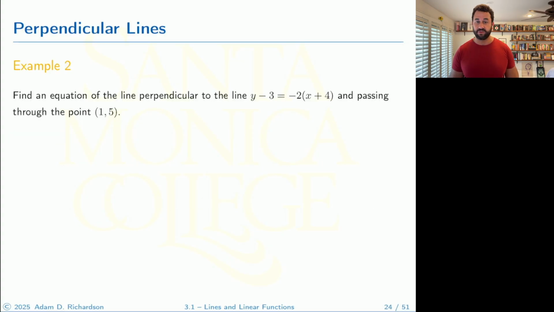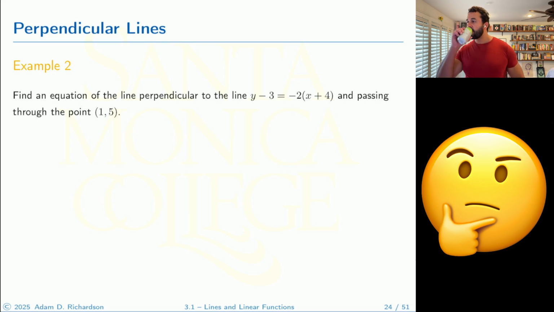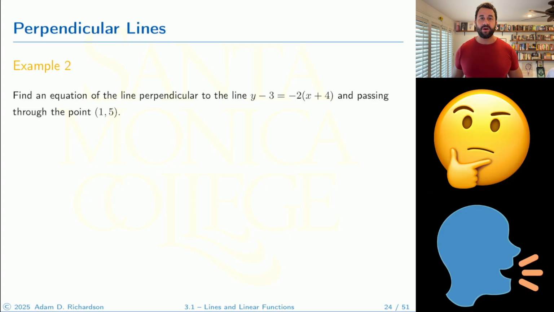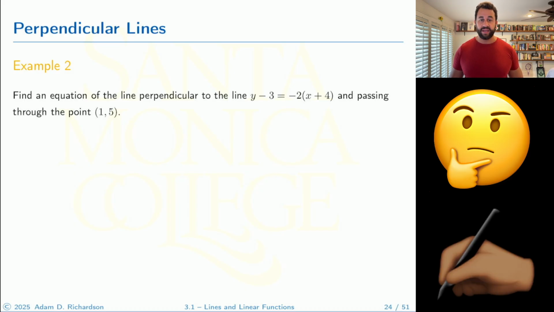All right, let's practice for a minute. I want you on your own to find the equation of the line perpendicular to this line here and passing through the point 1 comma 5, okay? So think about it for a second. Now say something out loud about what you would do to start. How would you find the equation of this perpendicular line you're looking for? Right. And now work it out on your own, and we'll do it together in just a moment.